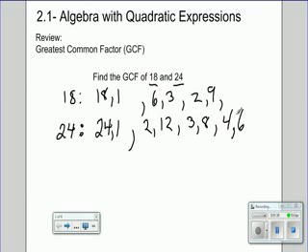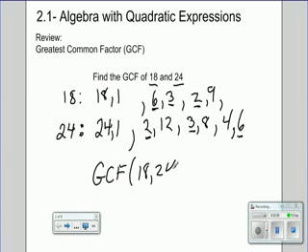Now we look at the common factors. 1 is a common factor in every number. We've got 3 is a common factor in both. So 3 here and 3 there, 2 here and 2 here, and 6 here and 6 here. Now, the biggest one is the greatest common factor. So the greatest common factor of 18 and 24 is equal to 6. As you remember, it's the biggest number that will divide both of those numbers perfectly.